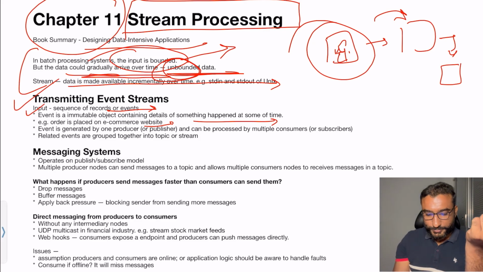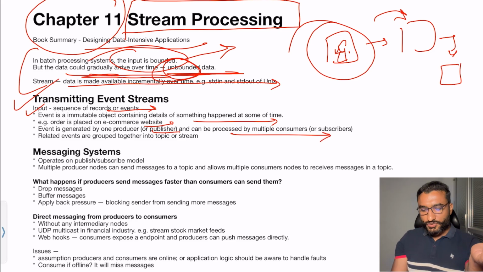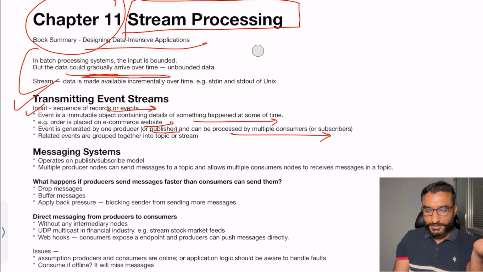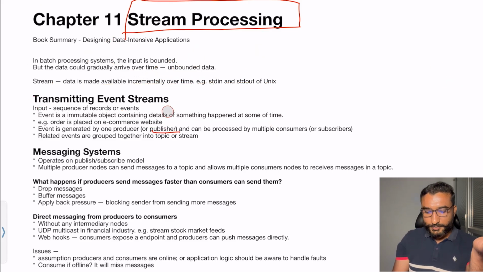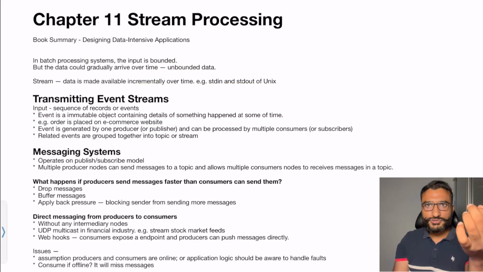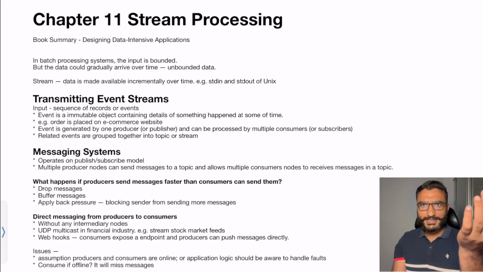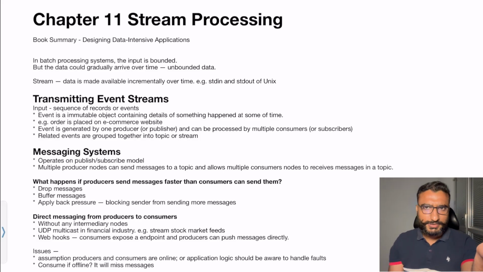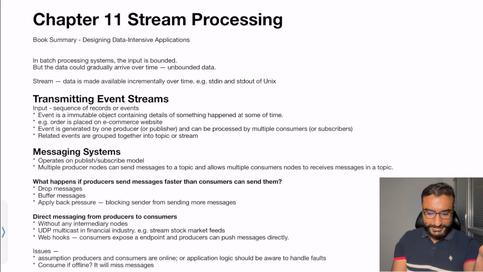An event is generated by one producer, which is also called a publisher, and it can be processed by multiple consumers or subscribers. So stream processing operates on the principle of producers and consumers. The producer is producing some events and the consumer is consuming those events. This is the basic principle, and it is also called the publisher-subscriber model. We will be discussing again how it works, but this is the general idea of it.